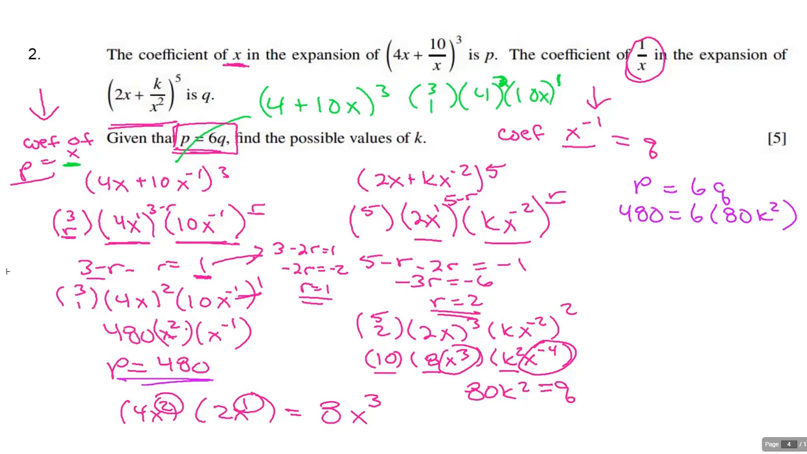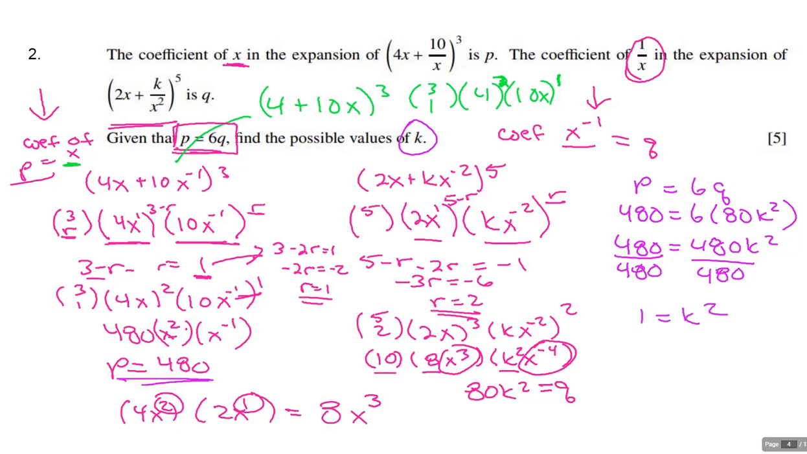And see now, what do I got to do? They've given me this tool to make an equation. What can I do? Multiply 6 by 80k squared. Well, what's 6 times 80k squared? 480k squared. So then what do I do? Divide by 480, because notice I'm trying to get k right at this point. So if I divide by 480, divide by 480, I get 1 equals k squared.